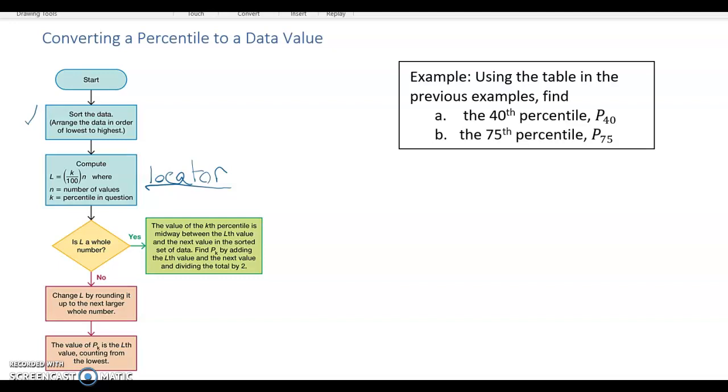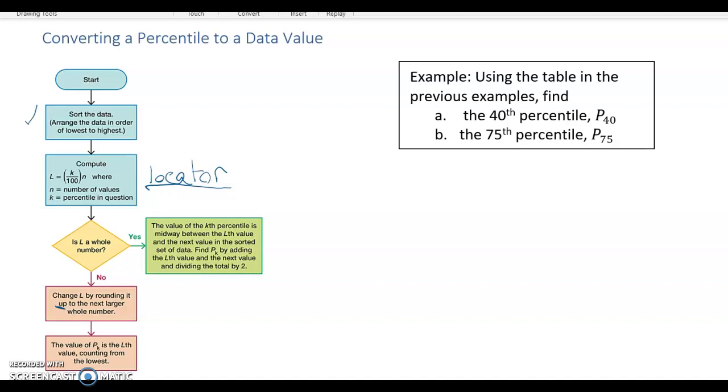Now there are two different routes to go. If when you find your locator, you get a whole number, then the value of the kth percentile is between the Lth value and the next value. So you're going to find the Lth value and the next value, and you're going to find the mean of those two numbers. If your L is not a whole number, if it's a decimal, you're going to change L by rounding it up to the next larger integer. The value of P sub k, the percentile in question, is the Lth value, counting from the lowest.